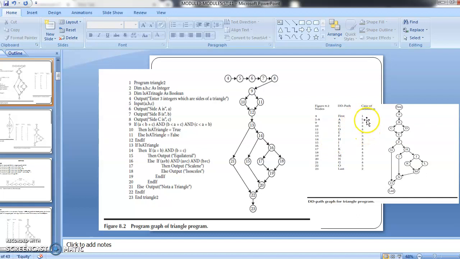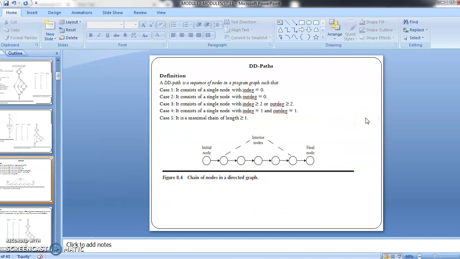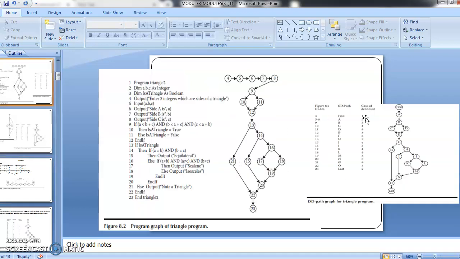That is, the first case, that is in degree is equal to 0. It consists of a single node with in degree equal to 0. So those case definitions are written over here. So what is this H with 3? H node is having case 3, it seems.